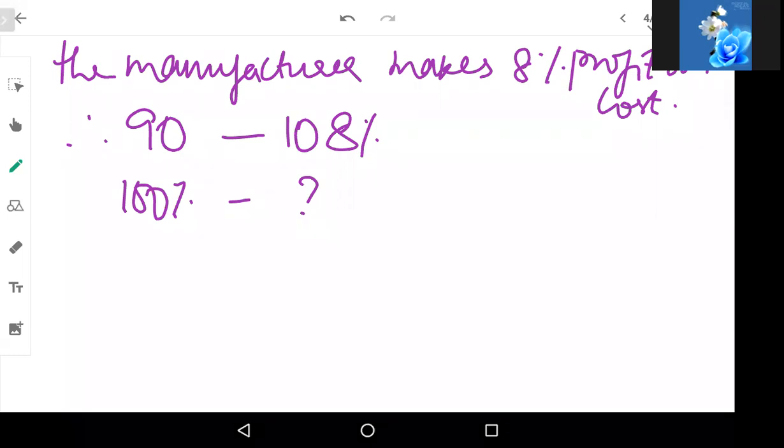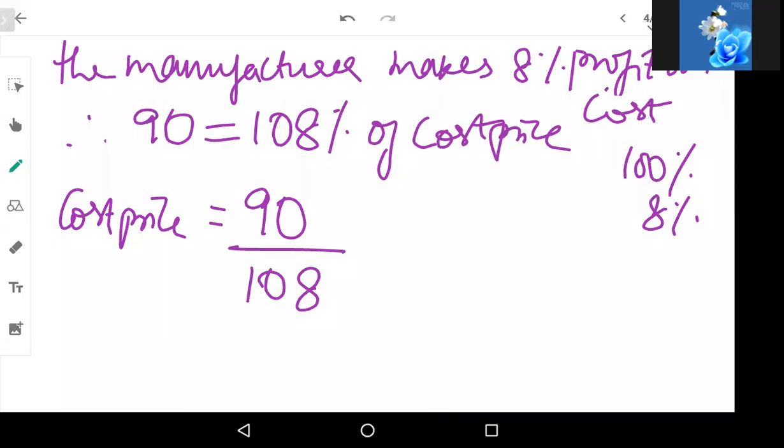Yeah, cross multiplication. Wait a second. There is some other way also you can do this. Let us read the question once again. Yeah, correct. Now listen carefully. I'll explain it once again.